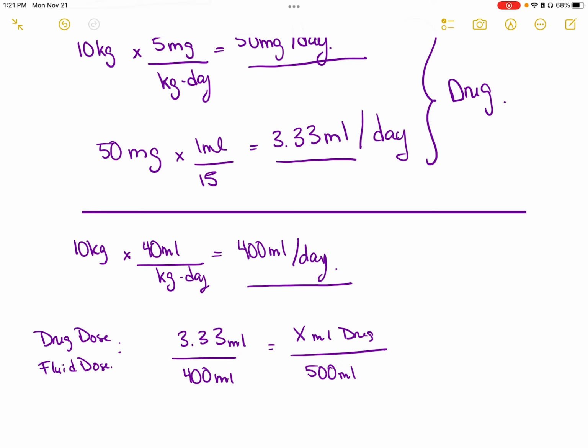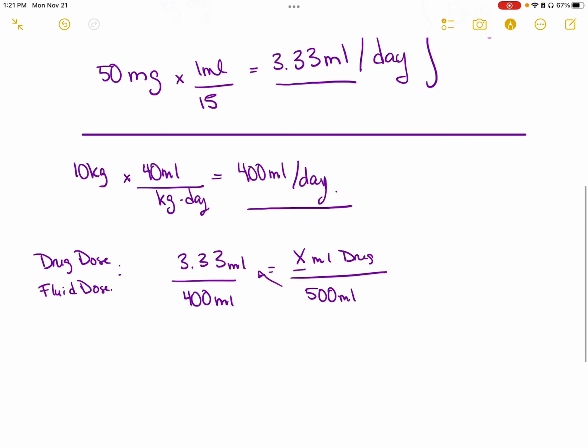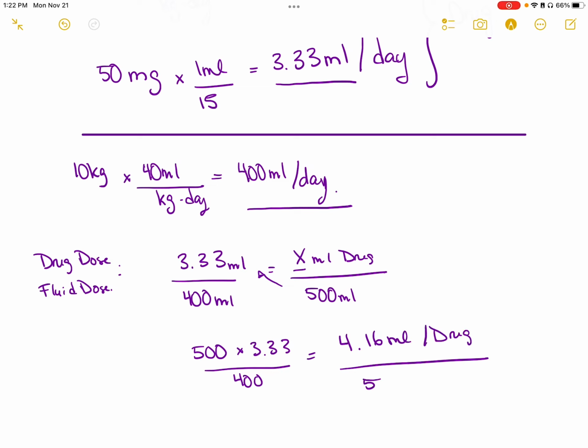So then what we do is we solve for X, and so we're going to cross multiply here. So essentially what we've got is 500 times 3.33 divided by 400. Okay, so we've got 500 times 3.33 divided by 400, which gives us 4.16 mLs of drug in 500 mLs of fluid.